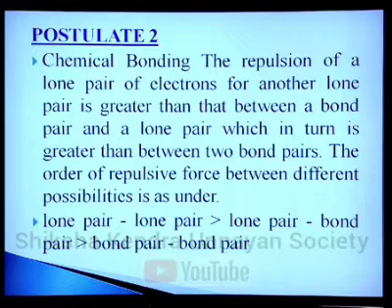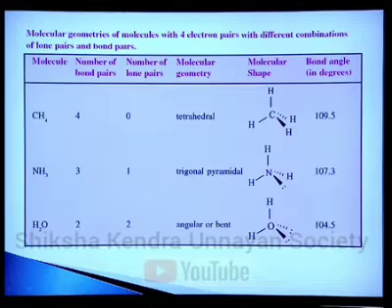Now, another postulate: the repulsion of a lone pair of electrons for another lone pair is greater than that between a bond pair and a lone pair, which in turn is greater than between 2 bond pairs. The order of repulsive force between different possibilities is as under. You will find here that lone pair-lone pair repulsion is more as compared to lone pair-bond pair, which is more as compared to bond pair-bond pair. I will take one example: methane, ammonia and water. All the 3 contain a total of 4 electron pairs around their central atom. But the nature of these is different in the 3 cases.